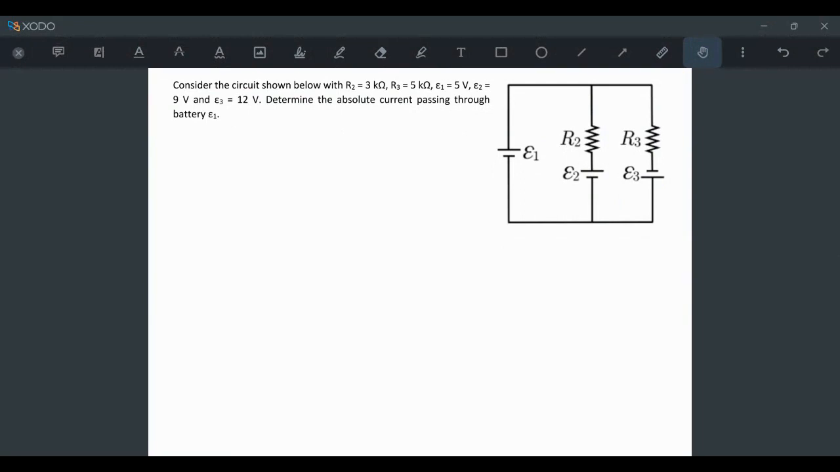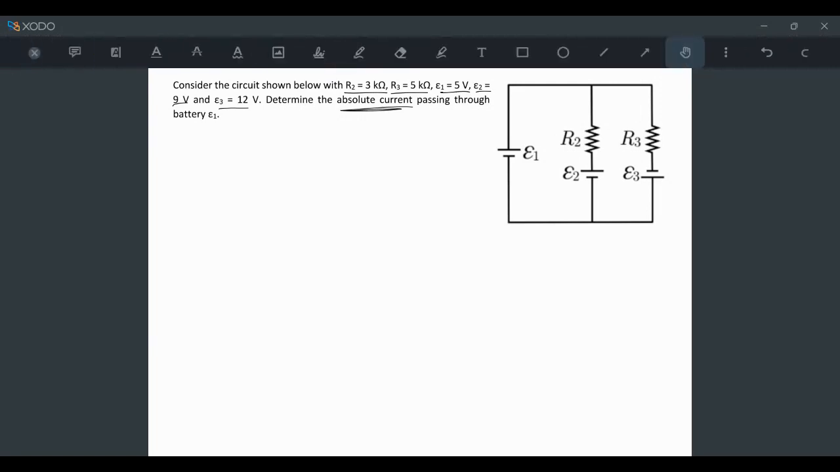So we just have another resistor network here. We have a couple extra batteries, which don't really overcomplicate things, but it's just an added nuance. We're supposed to consider the circuit below. We have R2, which is 3 kilo ohms, R3, which is 5 kilo ohms, and then we have 3 batteries with 5, 9, and 12 volts each. And we're supposed to determine the absolute current passing through battery E1.